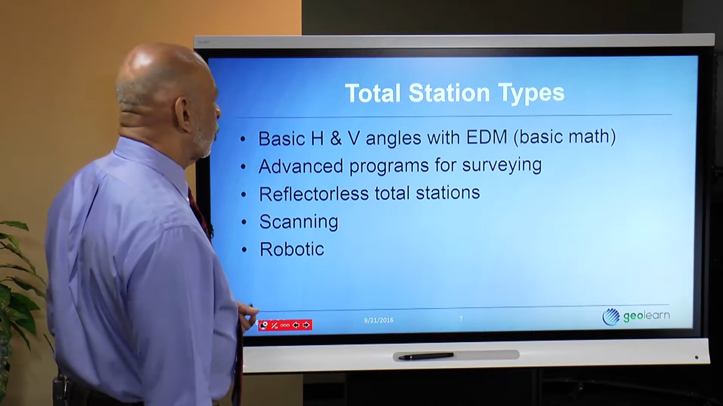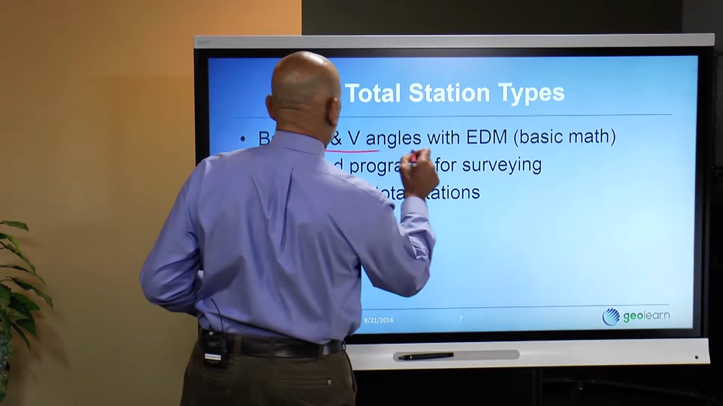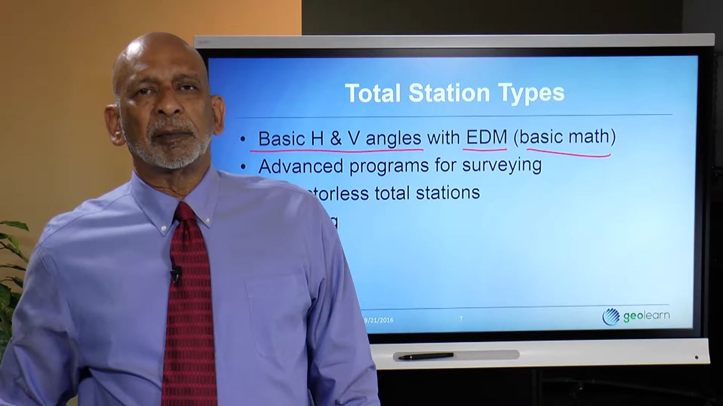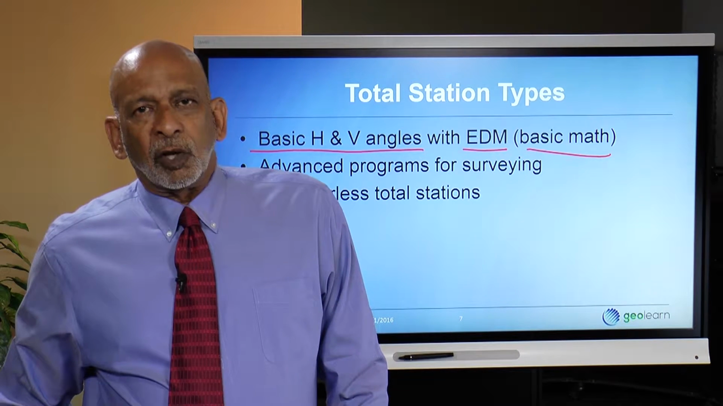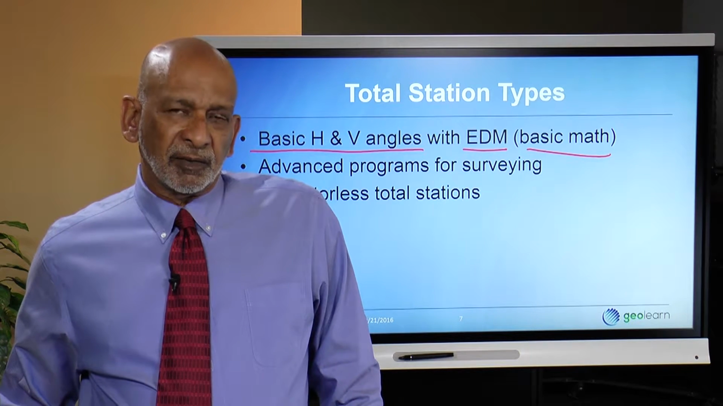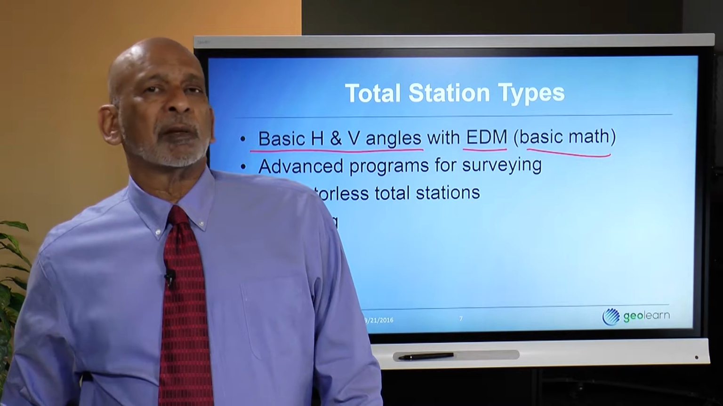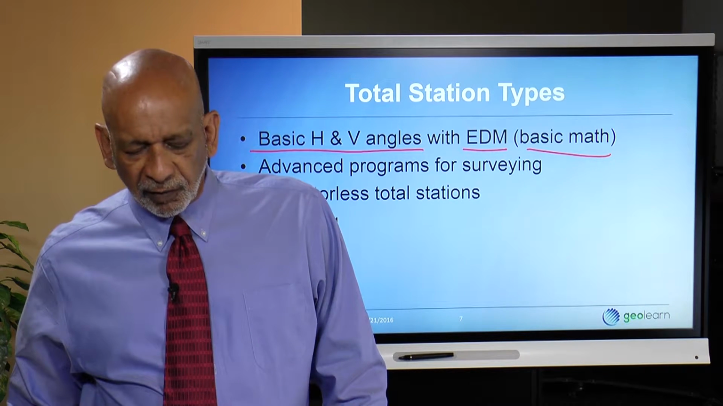So there are various kinds of total stations. When they were first introduced, they pretty much were basic. They measured horizontal and vertical angles. They had an electronic distance meter, and they could do basic math functions. Some very simple things like calculate coordinates, calculate elevations maybe, and a few things like that. As time went on, they had more and more, so that the mathematics on them became more and more advanced. And now many of these devices have very specialized programs. Sometimes you can buy additional programs to do very specific surveying related functionality.